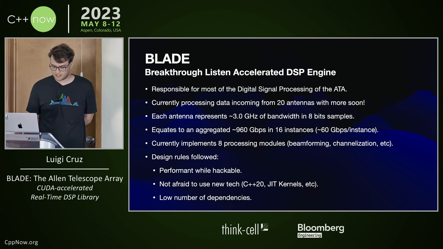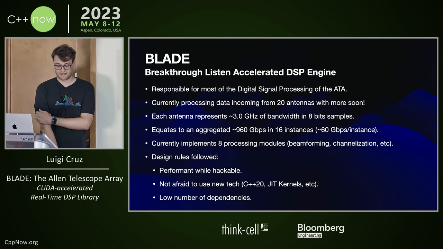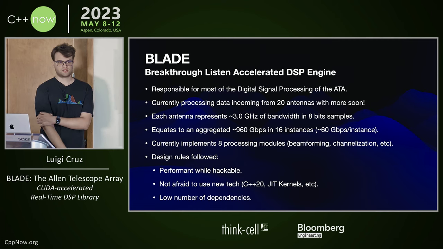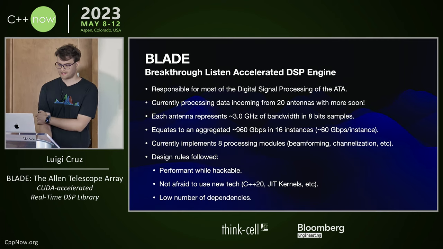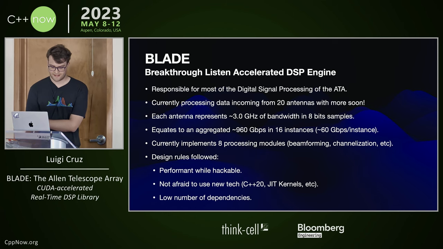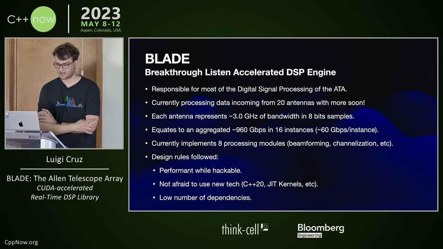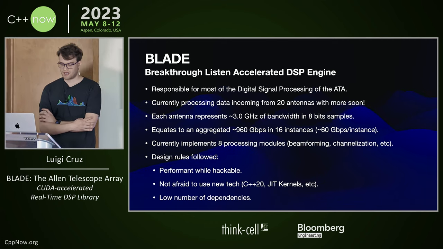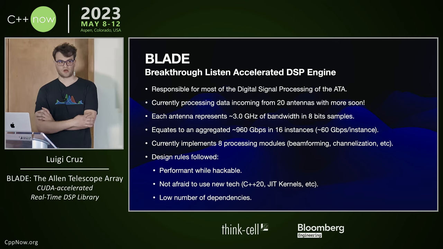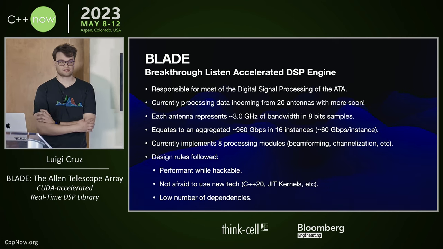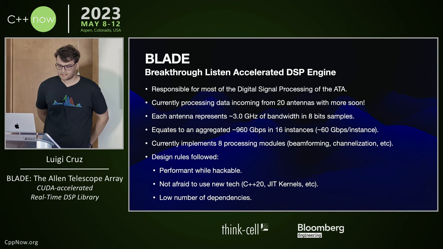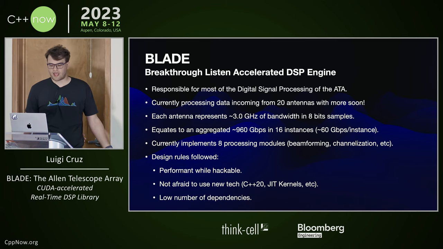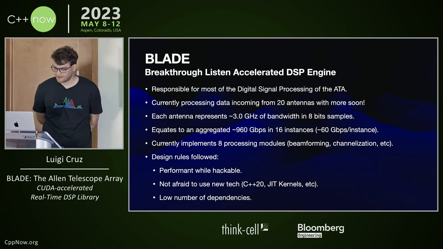The second rule was not to be afraid of using new technologies, but if we need to fulfill rule number one, to be easy, we need to take some bets in this department. The third rule is a low number of dependencies. Most of the time, dependencies help you achieve what you want faster without writing code, but sometimes they speak different languages to each other. In this case, that means you need to transpose your multidimensional array every time you use a different library, and that's not very performant.